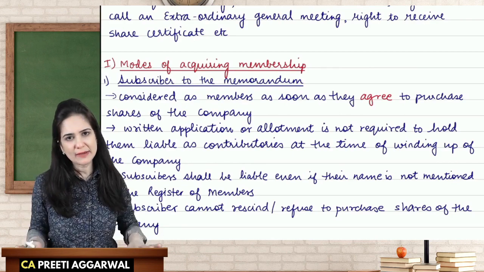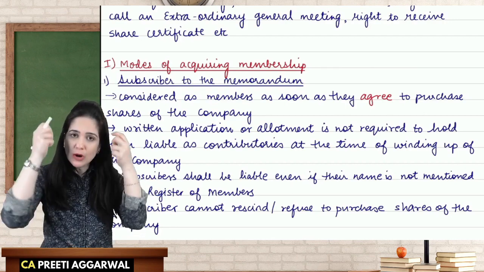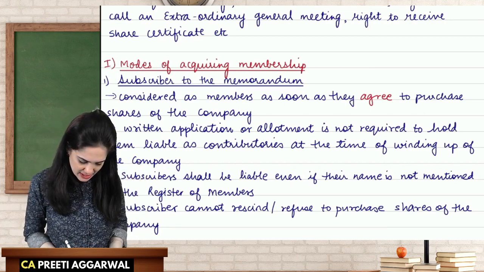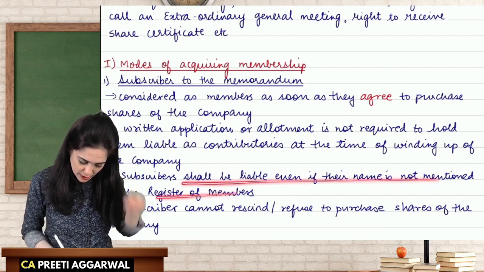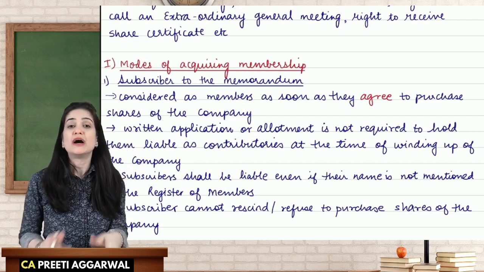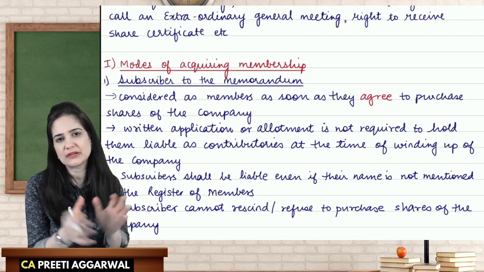So a subscriber is automatically deemed to be a member just because he is a subscriber. It is not necessary that his name appears in the register. It is not necessary that he has given an application, or that we have made allotments. Allotment is also not necessary to hold him liable as a contributory in the event of winding up.